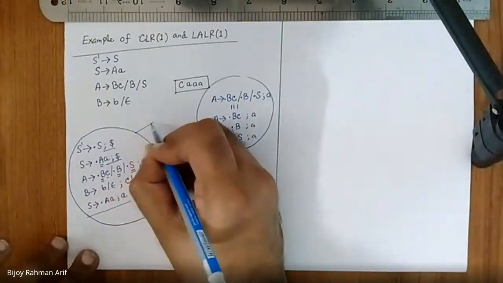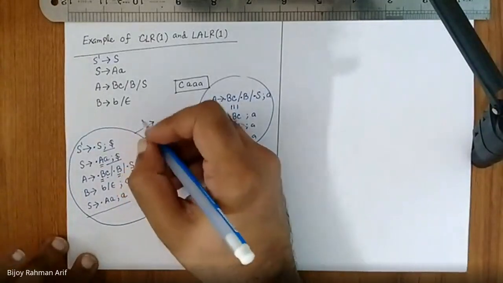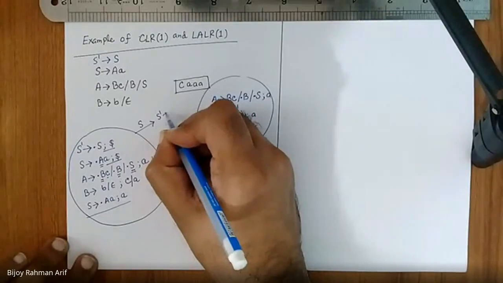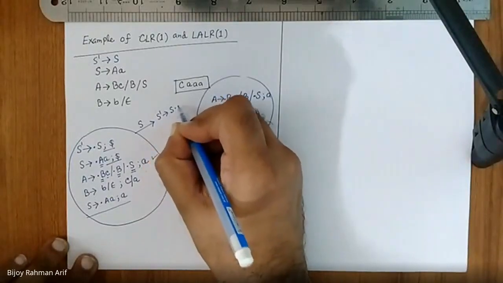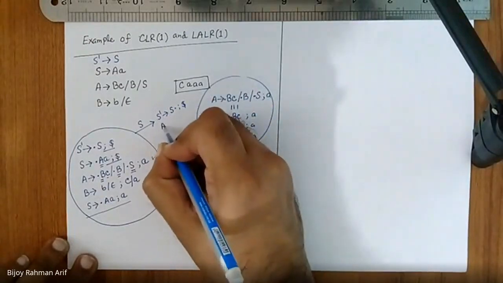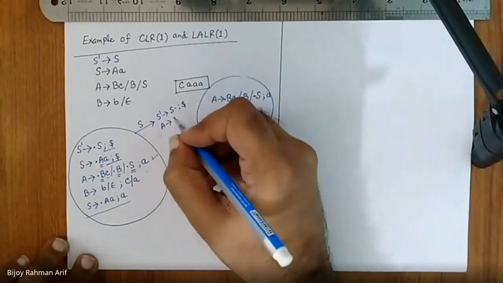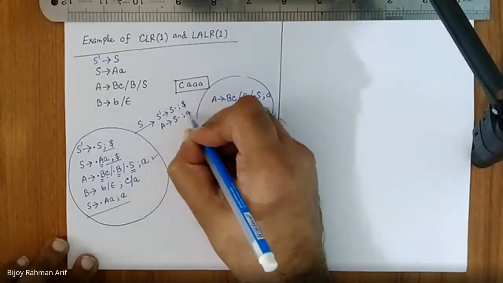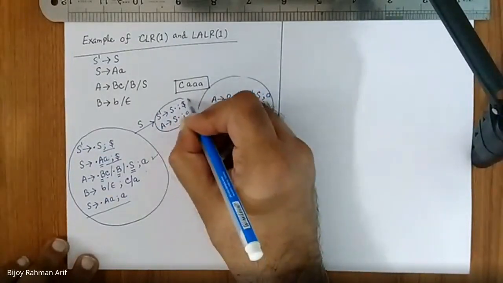Moving on S, what do we get? We get S dash derives S dot, dollar, and A derives S dot, a. We are done with this.